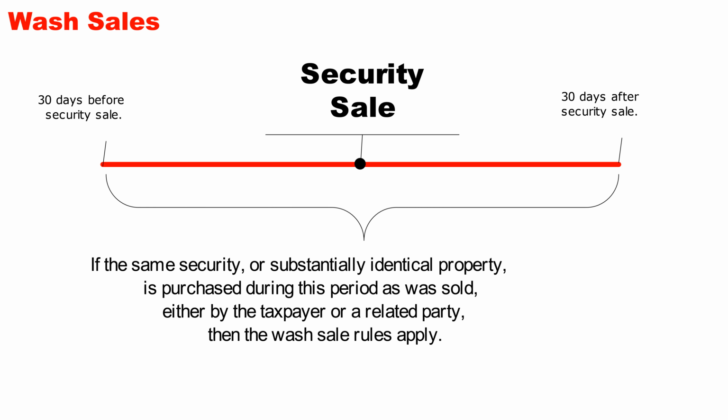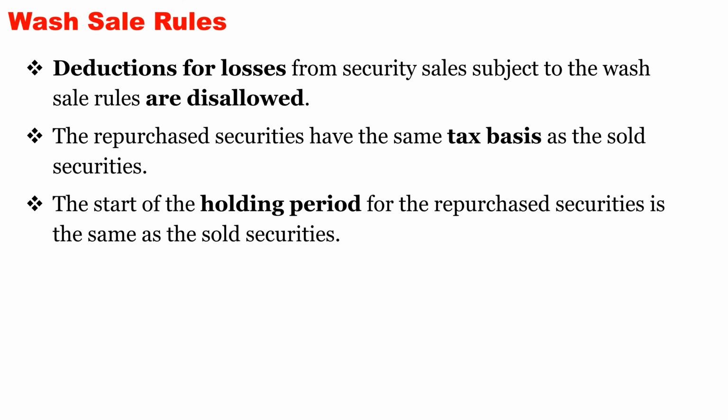A wash sale occurs when you sell securities to claim a loss, but then you or a closely related party buys substantially identical securities within the wash sale period. The wash sale period is 61 days long, from 30 days before the date of the sale to 30 days afterwards. The wash sale rule disallows the claiming of losses for securities in a wash sale.